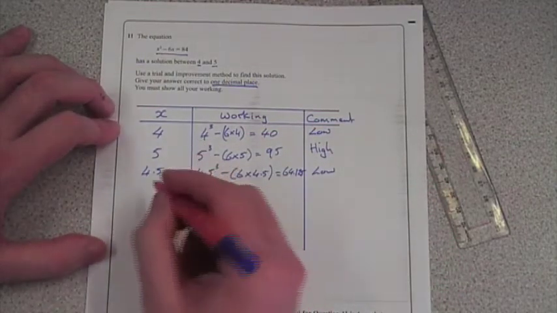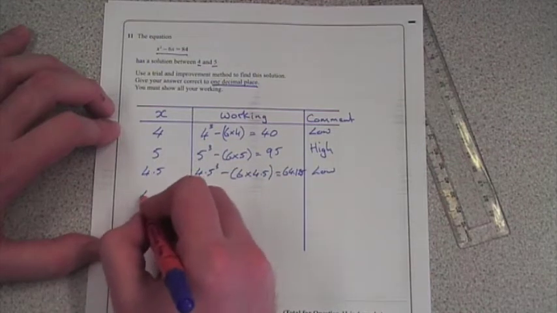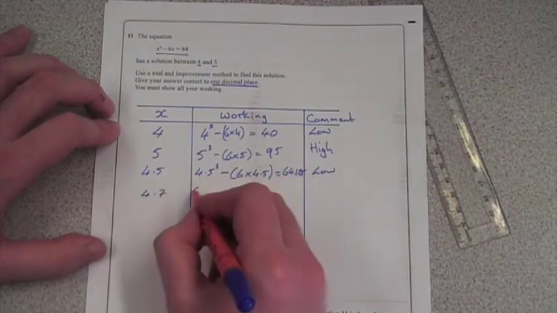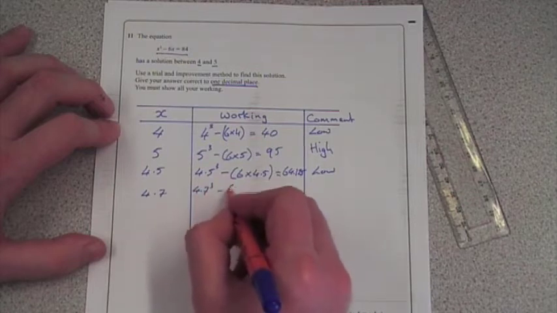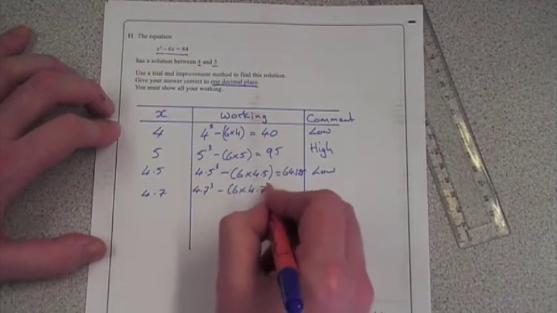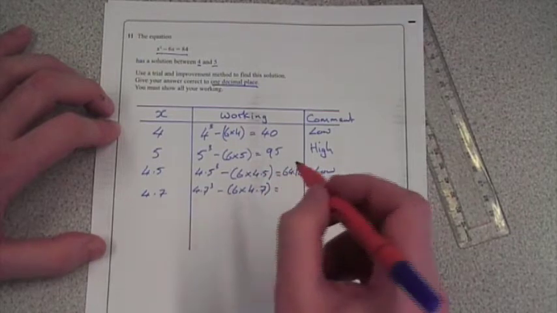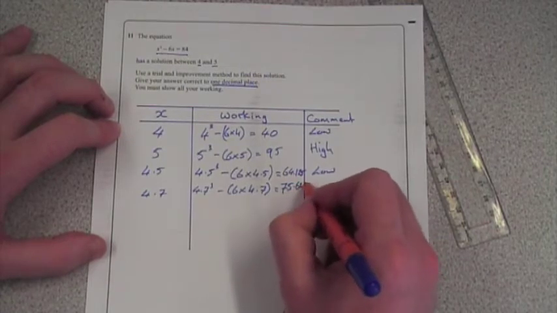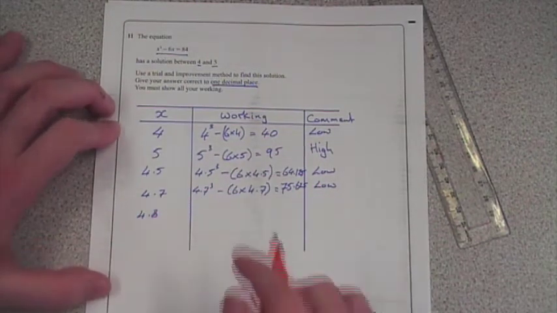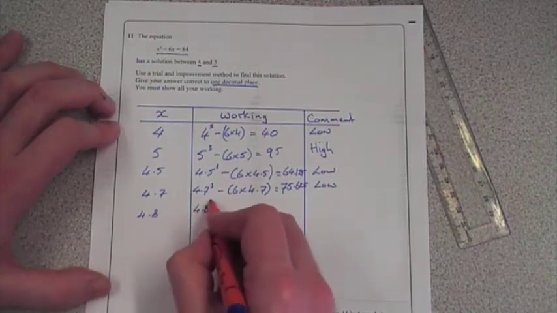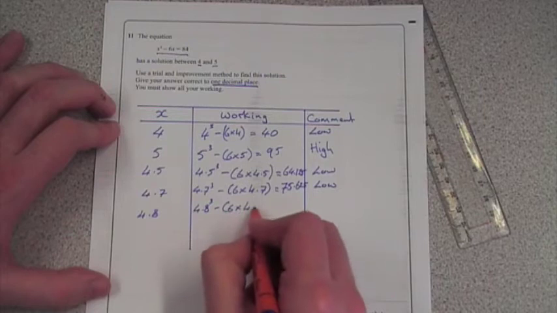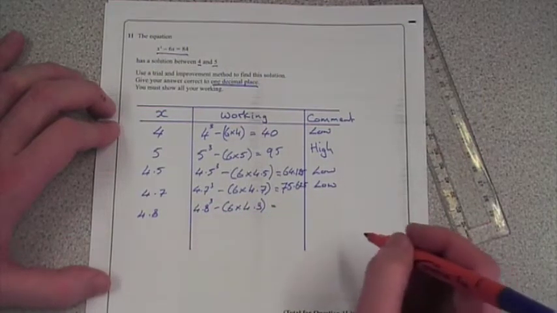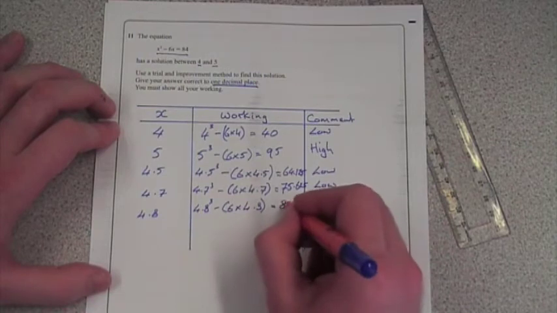Next one I did was, since it's quite low, I would have gone up to 4.7. Putting 4.7 into our equation, we can see that 4.7 will give us a total of 75.625, and this is still too low. Next one I did was 4.8. 4.8 cubed minus 6 times 4.8 equals 81.792.